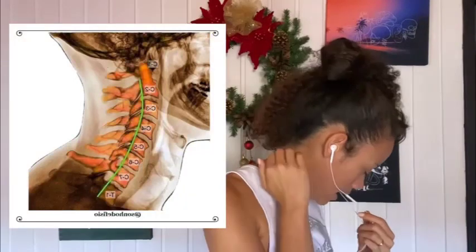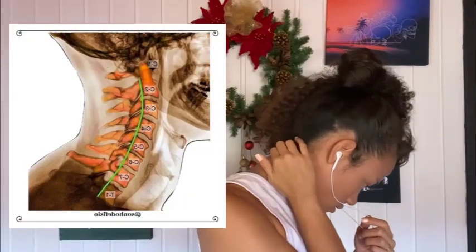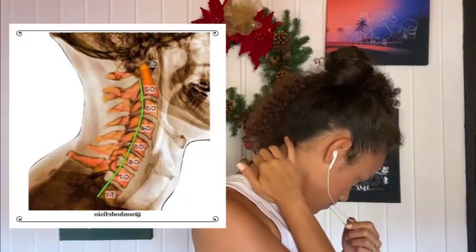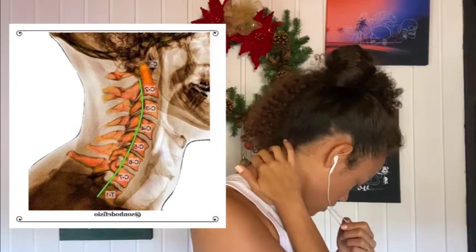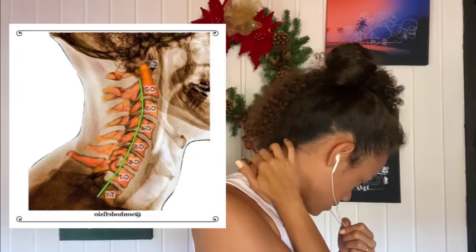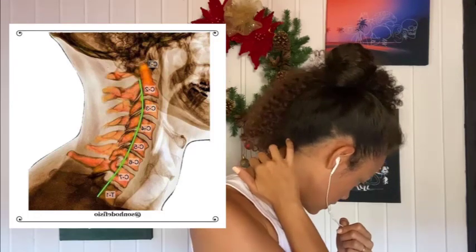The 4 following are similar in look and function, as you can see. And lastly, we have C7, which has a longer spinous process, and you can feel it. If you go to your side and lower your head, you're gonna feel your muscles, and then you're gonna feel a knob, and that's gonna be the spinous process of your C7.